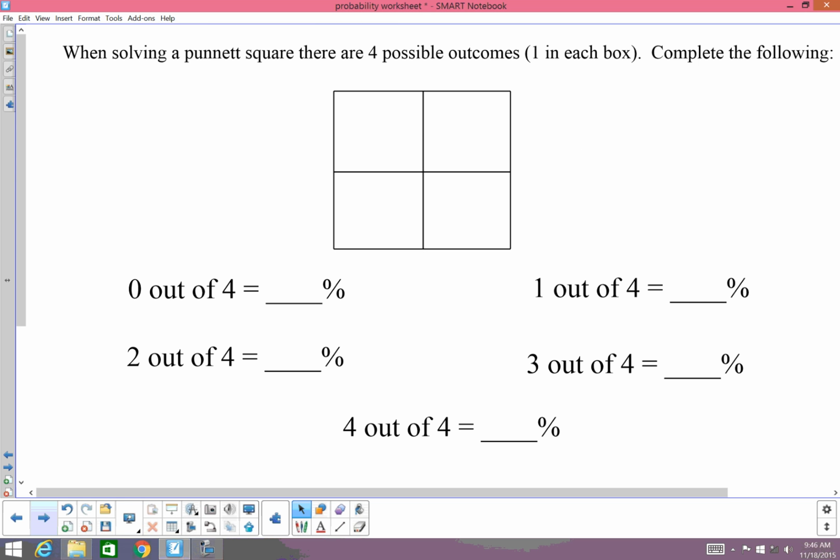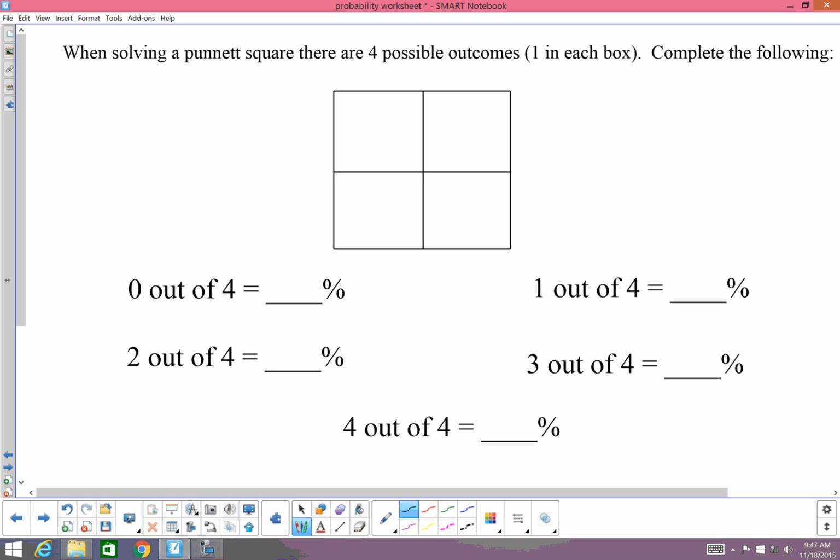All right, so let's practice now, okay? When solving a Punnett square, there are 4 possible outcomes, 1 for each box. Now, each box is 25%. When you add it all together, the 4 boxes give you 100% of all the possible outcomes for that trait for the offspring. So let's just complete the bottom part of this. Okay, we're going to do it together.